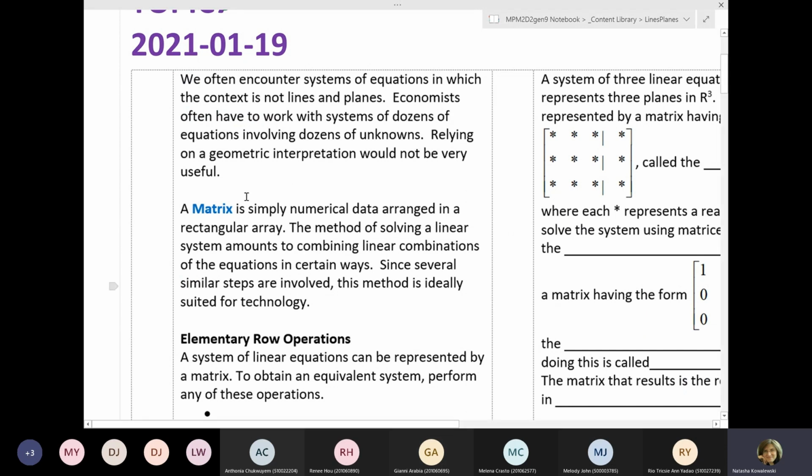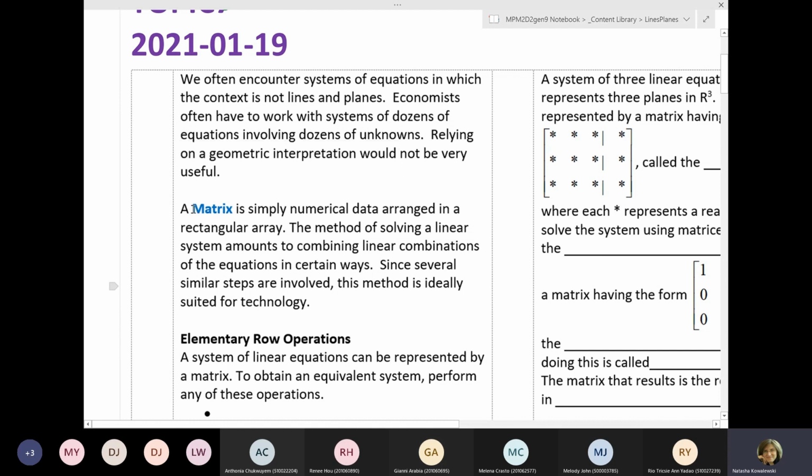We often encounter systems of equations in which the context is not lines and planes. Economists often have to work with systems of dozens of equations involving dozens of unknowns. So it doesn't have to be up to just 3 equations, 3 unknowns, because we live in 3-dimensional space. We think, up to 3 dimensions, this is it. But you can actually have, mathematically or theoretically, multi-dimensional systems in terms of the number of variables or unknowns you're working with. So relying on a geometric interpretation would not be very useful because we cannot imagine a space that's 4 dimensions, 5 dimensions, and so on.